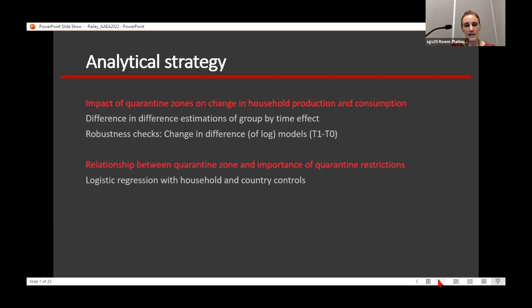And then as robustness checks, looking as well into change-in-difference models for the sales data using the log models and doing the difference of the logs. So the difference from after and before. And then with trying to better understand the quarantine restrictions, we just look at the relationship between quarantine zone and how households are reporting restrictions, given that even if they're not in a zone with restrictions, they are still suggesting that there are spillovers to their activities.